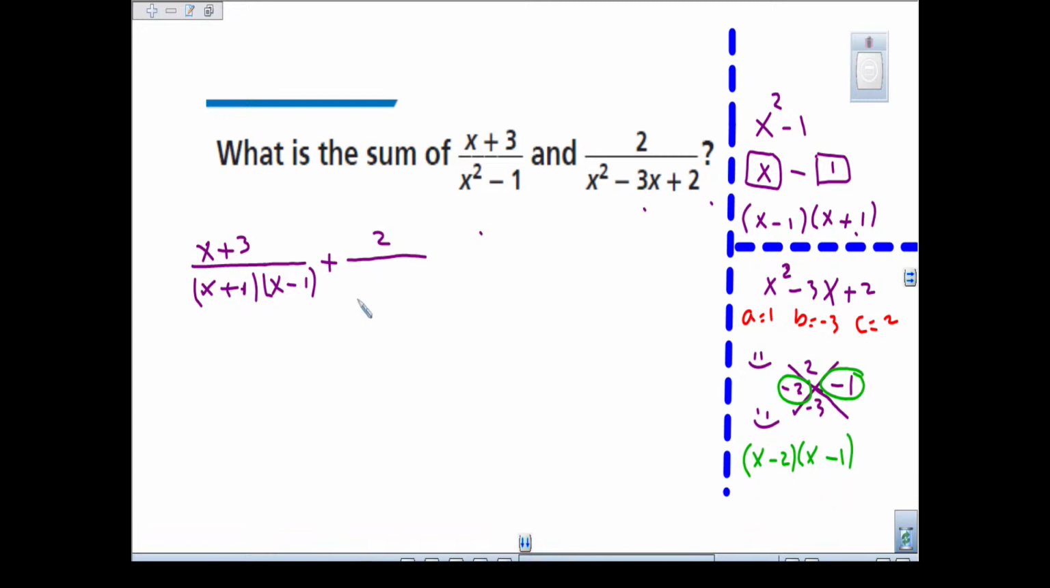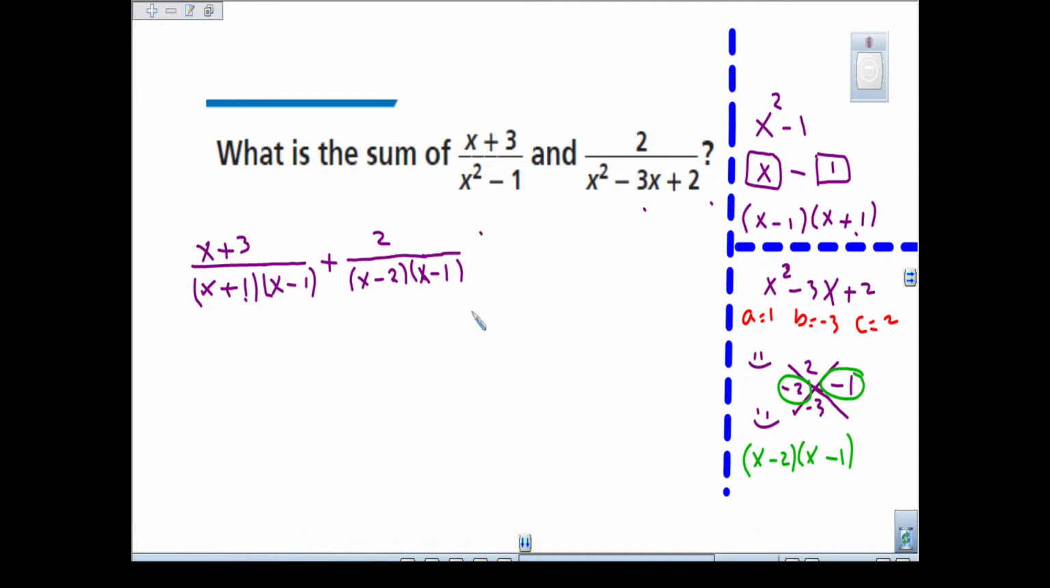Now I'm going to come here and replace them with that. So I'm going to put x minus 2 and x minus 1. I have a question for you here. Do we have the identical denominator? Am I looking at the same denominator between these two fractions, rational expressions? No, we're not. We're missing something.